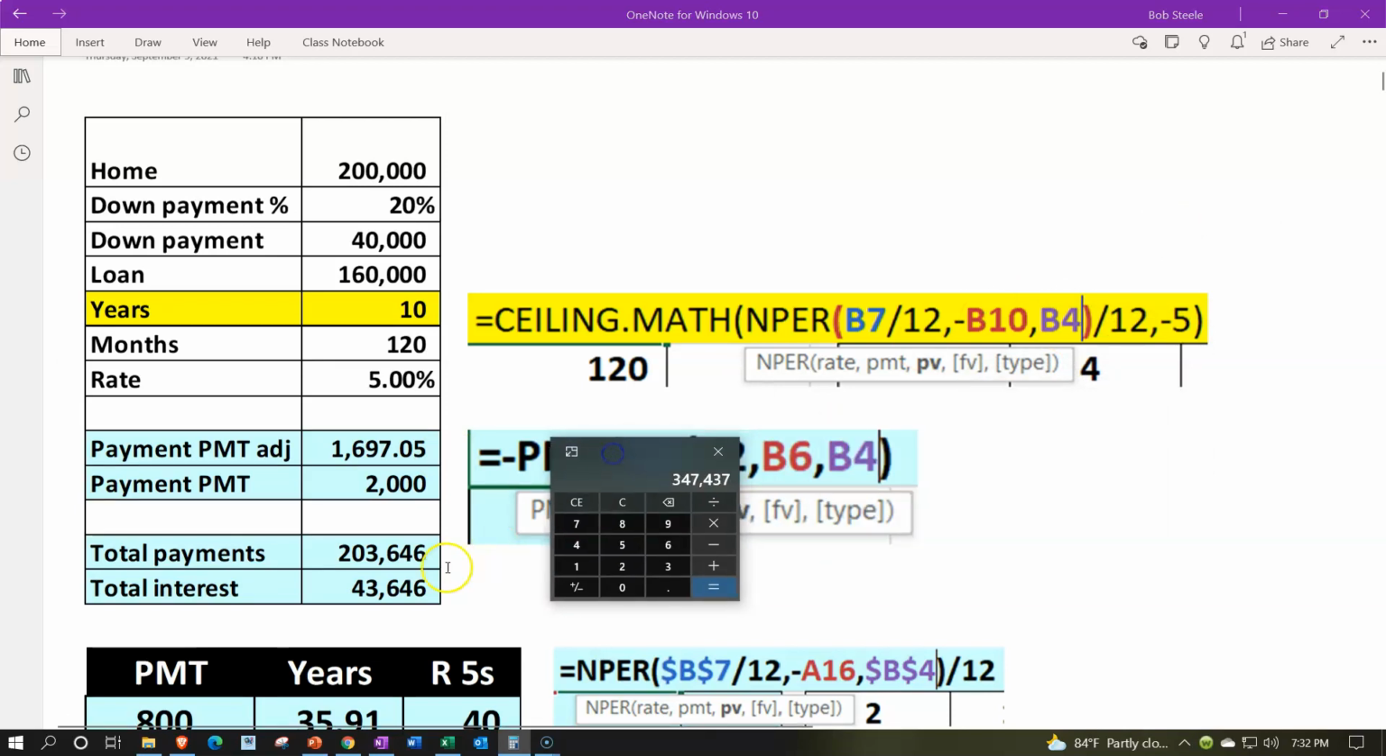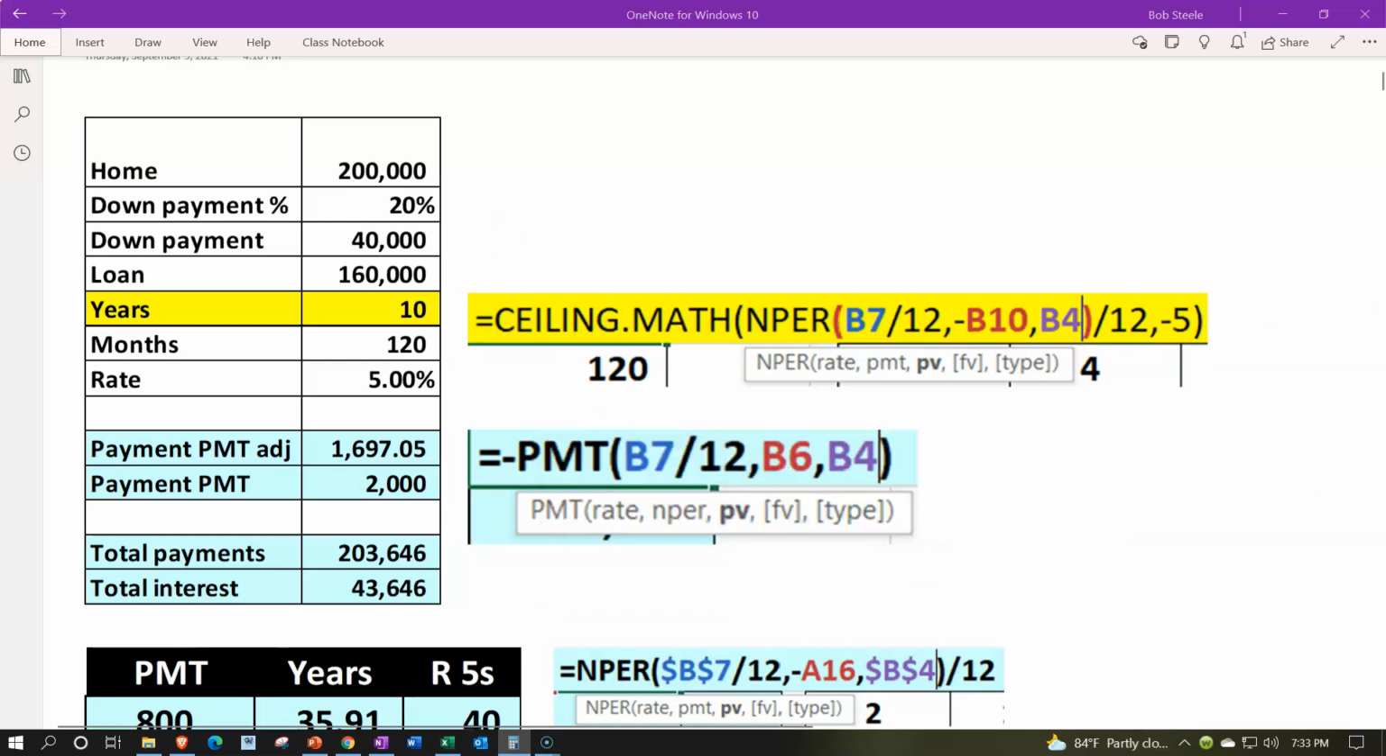Now, once we have that, we could still calculate the total payments, obviously, which would simply be now the 1697.05 times now 120 periods, not 360, 120. That's going to be the 203,646. And if I subtract out then the loan amount, 160,000, that would give us the 43,646 in terms of the total interest.